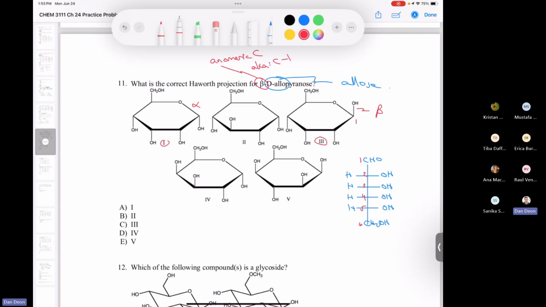And again, the hydroxyls on carbons 2, 3, and 4 are all going to be on the right-hand side. Therefore, they're all going to be pointing down in my Haworth projection. So the answer is going to be number 3 for this one.